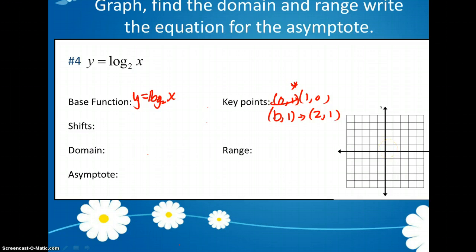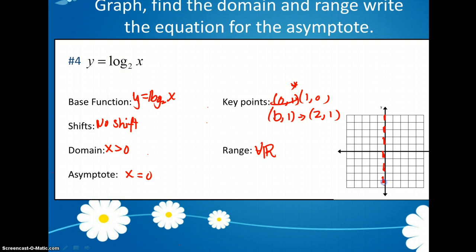What about shifts? For shifts, I have no h and I have no k. So I'm going to say there's no shift. Okay, and your domain? X is going to be greater than 0. And your range? All real numbers. Good. What about your asymptote? X is going to be equal to 0. Love it. Okay, so x equals 0 is my vertical line.